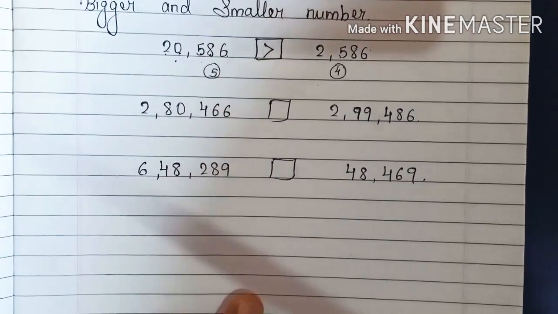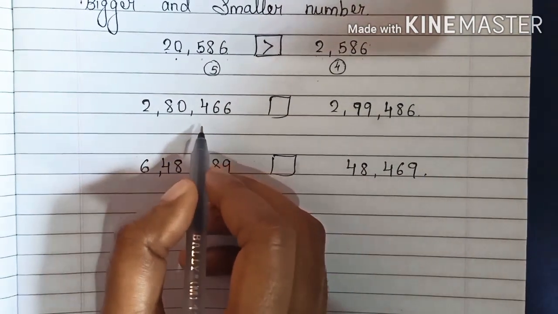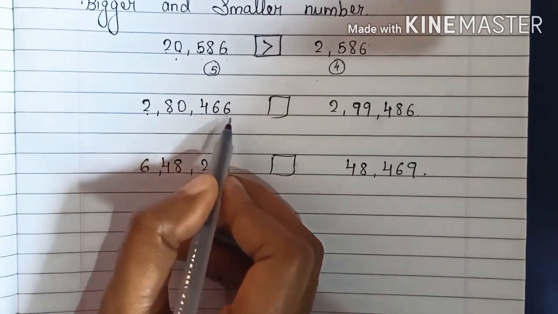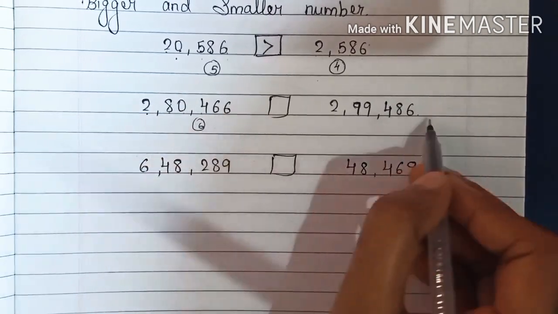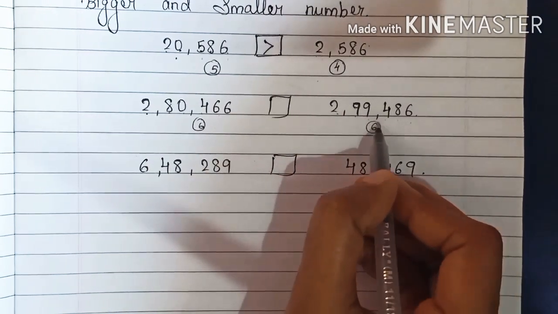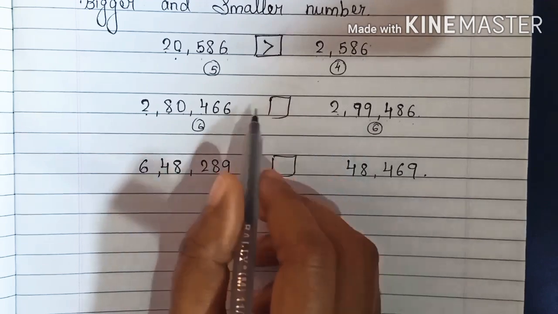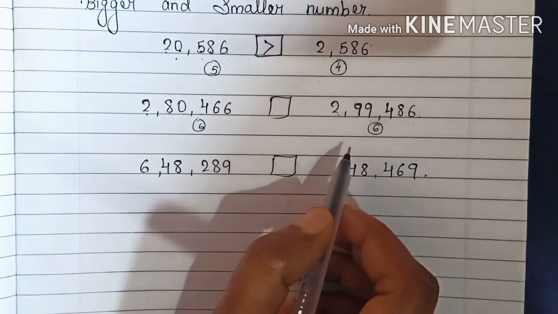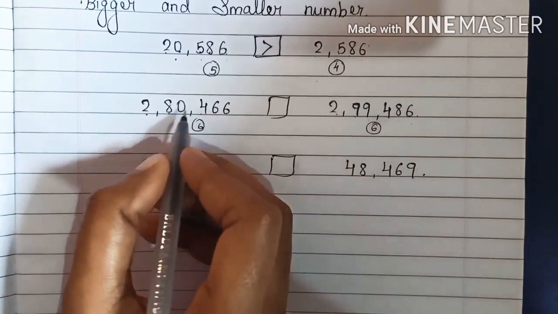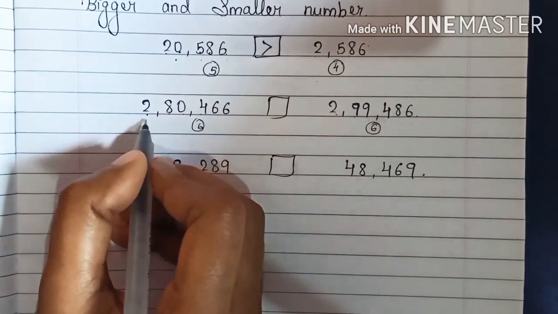Okay, now just see the next one. In the second one, let us count the number of digits. Here 1, 2, 3, 4, 5, 6. Here we have 6 digits, and here again 6 digits. The number of digits on both sides is the same. If the number of digits is the same, we will check the face value. Let's check the face value of each and every digit.